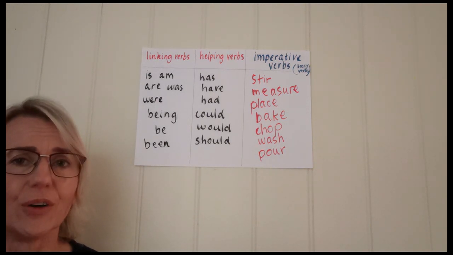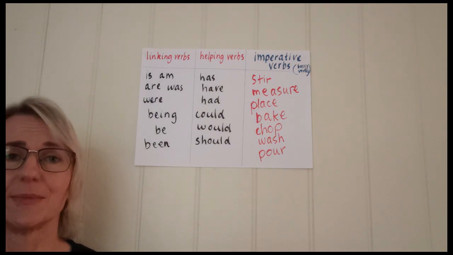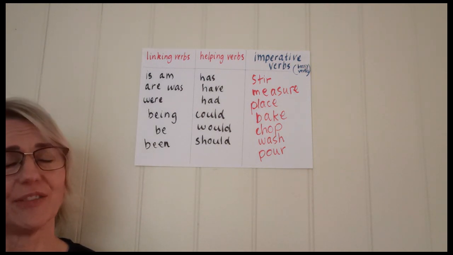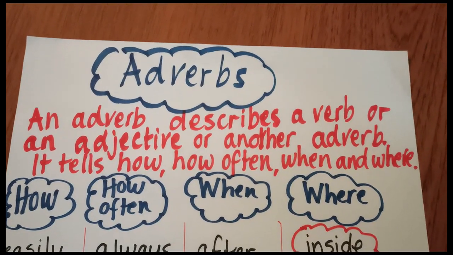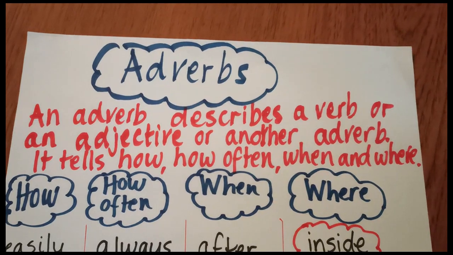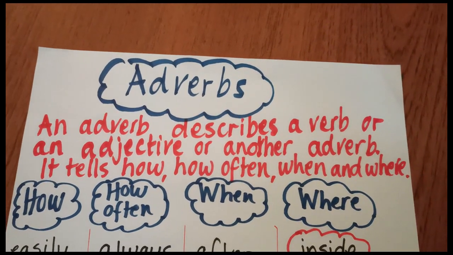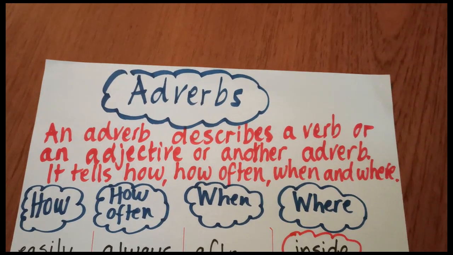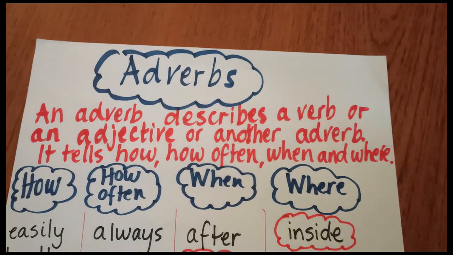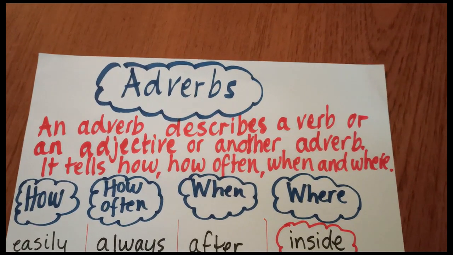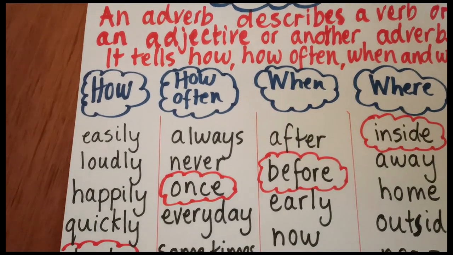So to help along our imperative verbs, we're going to be using some adverbs. So let's have a look at some of those examples. So girls and boys, let's have a look at some examples of some adverbs. So as a reminder, an adverb describes a verb or an adjective or another adverb. And it tells how often, when and where. So let's have a look at some how adverbs.